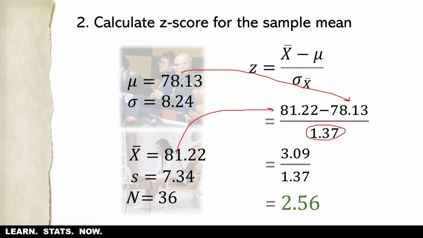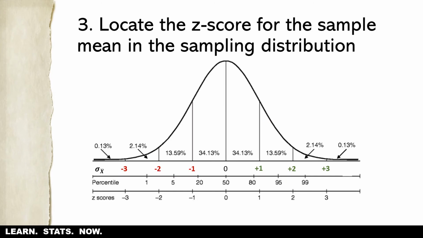So what does that z-score value mean? What that means is, in the sampling distribution represented by the null hypothesis, which is these folks in the population, the sample mean that we observed for the students taking the online video was 2.56 standard errors above the population mean. So let's take a visual graphic and we'll see what this looks like.